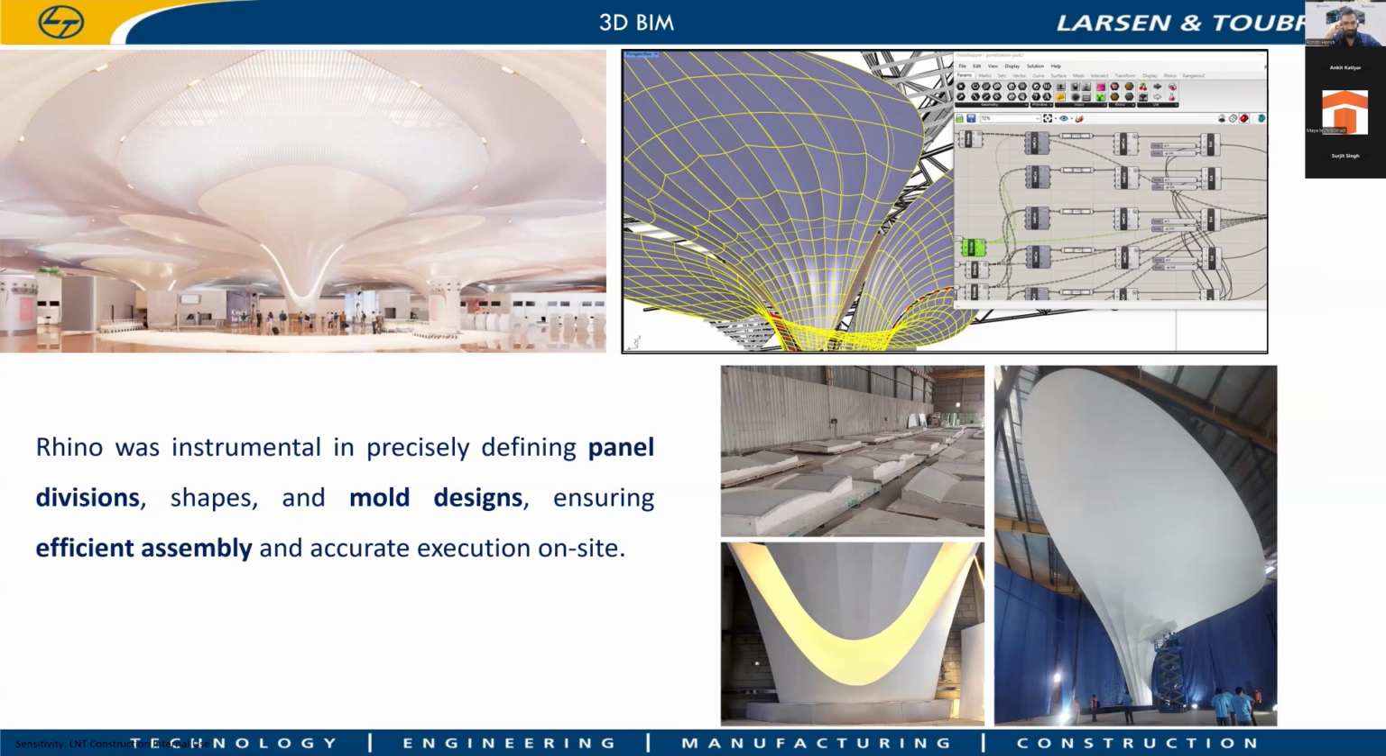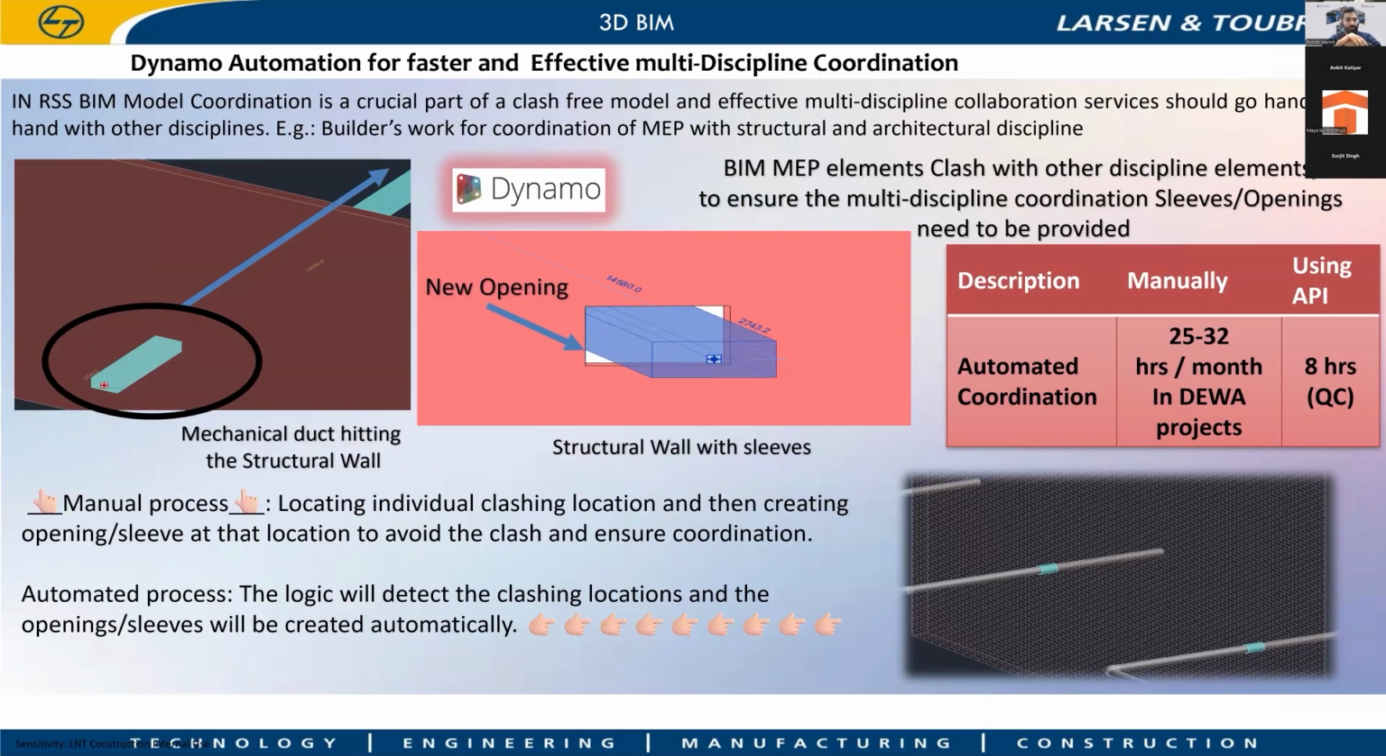We have also used the model at the fabrication level, where all the panels are defined with a unique ID, and that has been used at the fabrication level to reduce wastage to the very minimum by using these automations. This is Delhi airport, right? This is Mumbai. Mumbai airport, okay. Nice. Yeah, Rhino and Grasshopper have been used for generating the parametric structure. And in terms of coordination, we are also using Dynamo scripts to create openings.